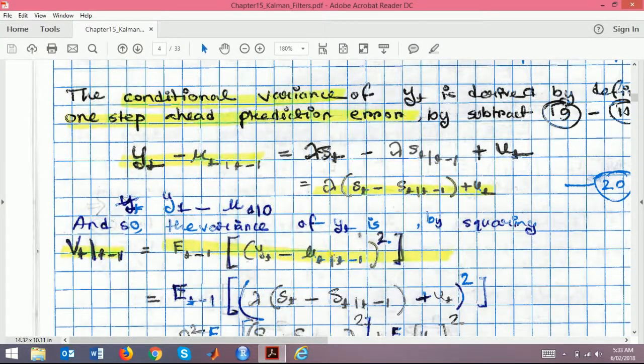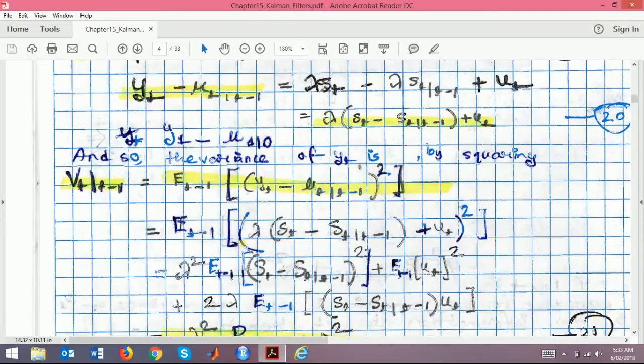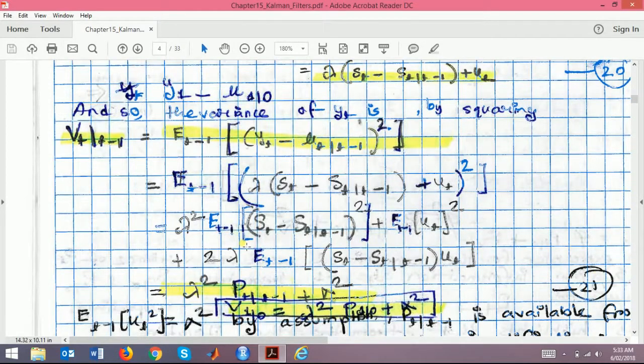Variance, on the other hand. The prediction error is y minus the conditional mean μ10, and y minus μ10 is λ(S1 minus S10) plus the residual u. The conditional variance is now V10 equals λ squared. We had P10 before, which we estimated earlier: P10 is φ squared P00 plus σ squared V.